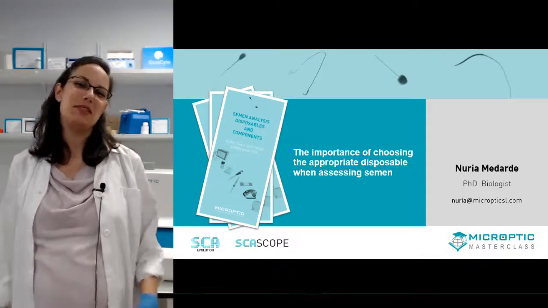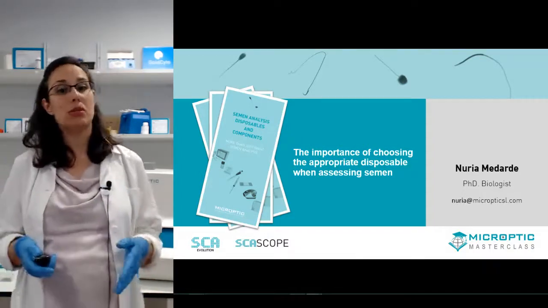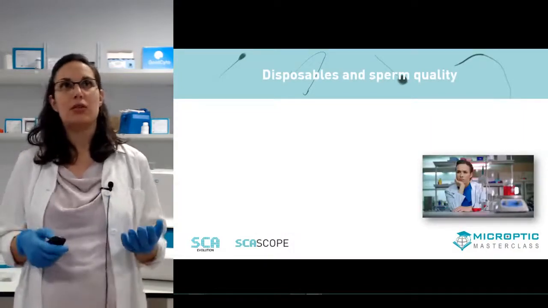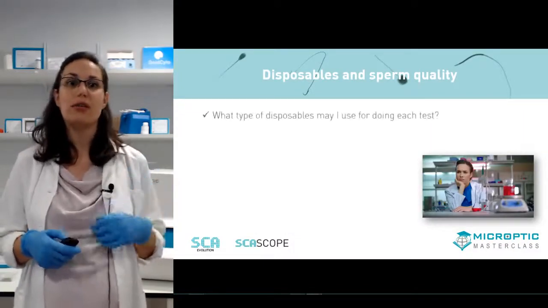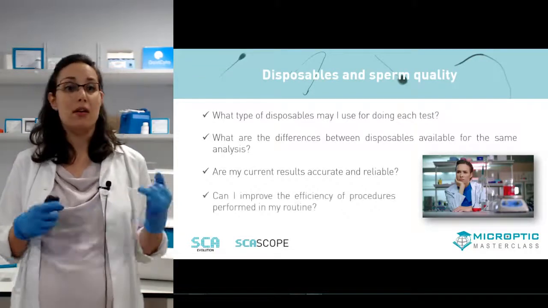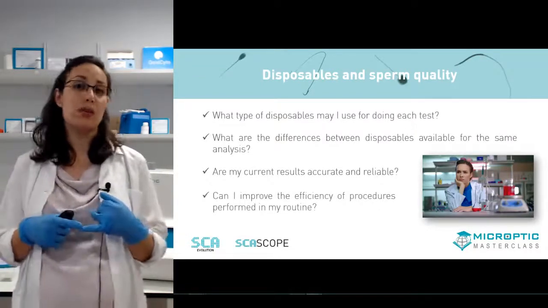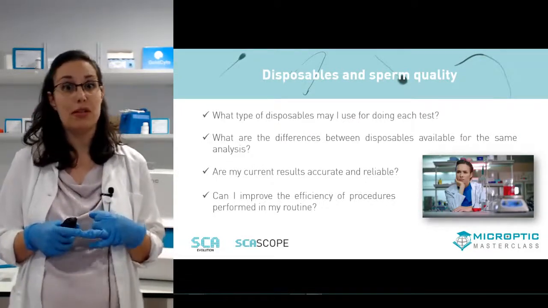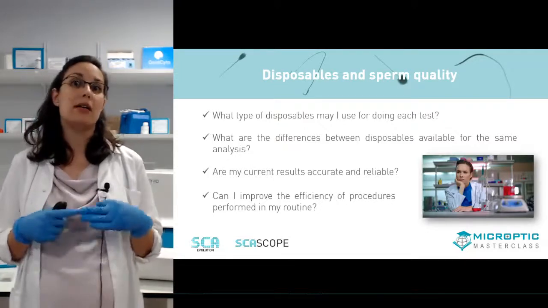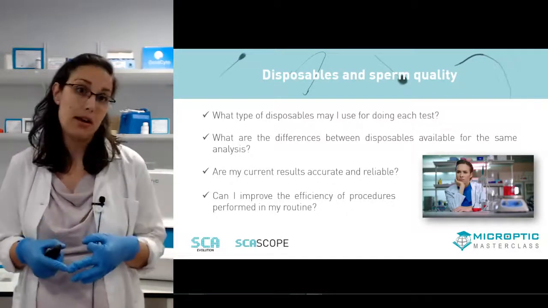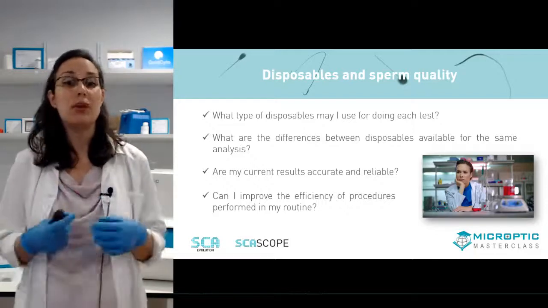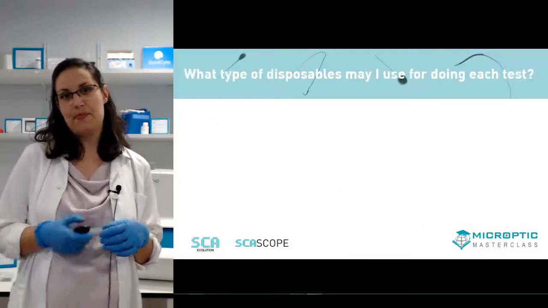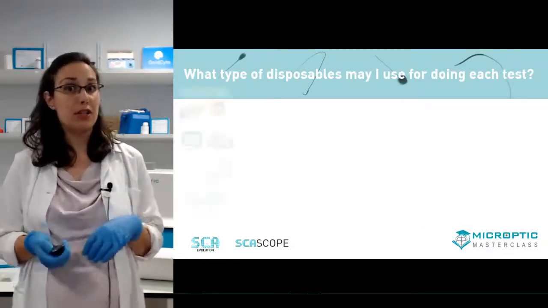Today we will talk about the importance of choosing the appropriate disposable when assessing semen samples. So the first thing that we need to take into account is to ask ourselves what type of disposables I may use for doing a test, what are the differences between the different disposables for doing the same test, if my current results are accurate and reliable, or if there is any way to improve the efficiency of the procedures that I am doing in my routine. So let's start with the first point.